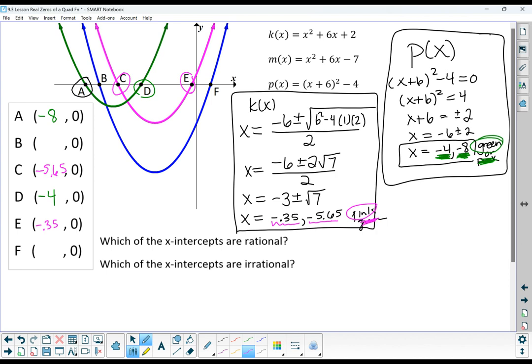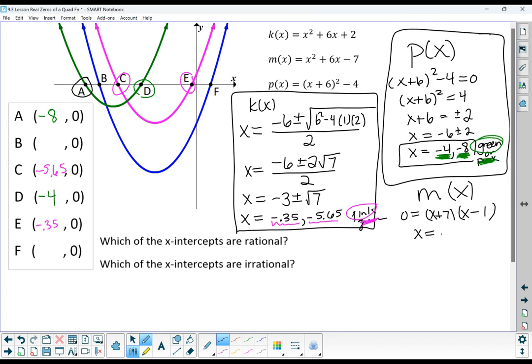Okay, so that means that m of x must be the blue one, but we need its values as well. m of x happens to be factorable. If you didn't notice it was factorable, you possibly would just use the quadratic formula, or you could use completing the square, but since it is factorable, I'm going to go ahead and factor it. We're thinking of factors of 7 that add up to 6, so it's 7 and 1, to get a positive 6 as my middle term. Here's my combo.